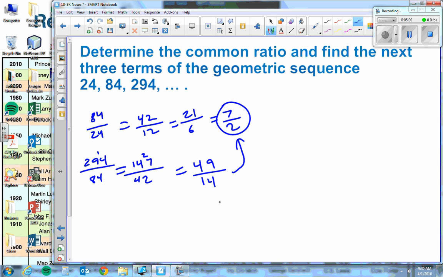So here we go. And then we're not going to actually do this, but if you multiply this by 7 halves, you get this. This times 7 halves, you get to this. This times 7 halves, you get the next term, and so forth.